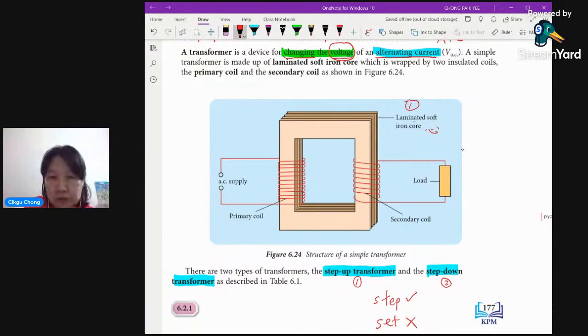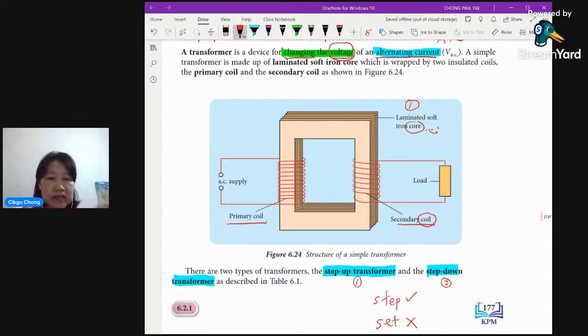So remember the words: this is core, this is coil. Do not mix up. Core means the middle part. The coil is talking about wire which you wind around and around and around. That is called a coil. So on one side, you call it a primary coil, and on the other side of the wire here, you call it a secondary coil.